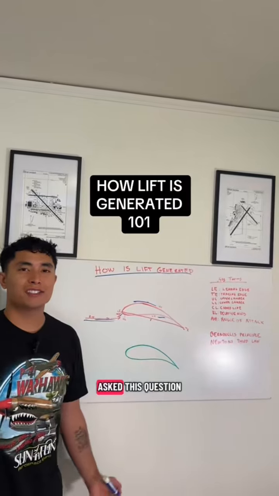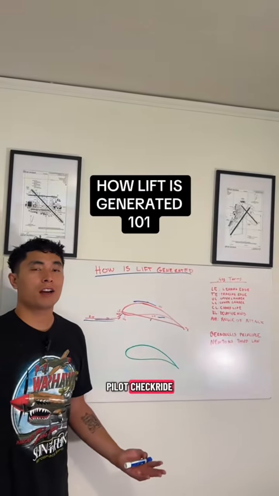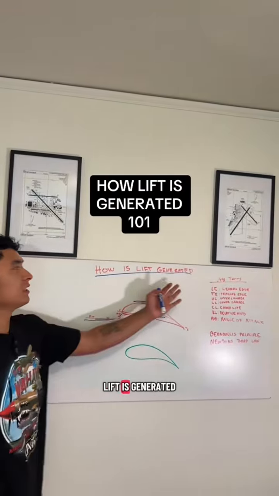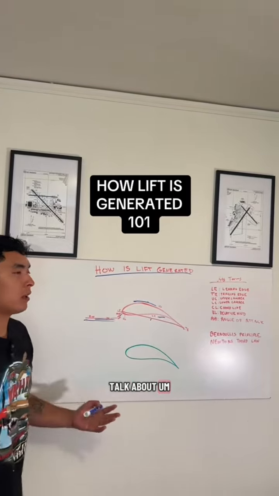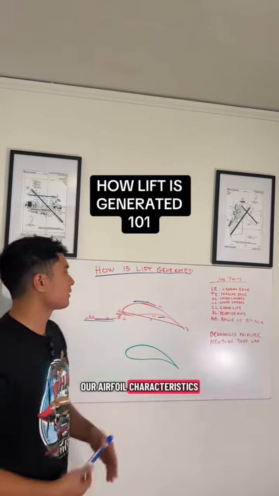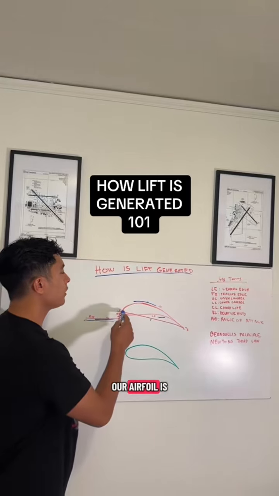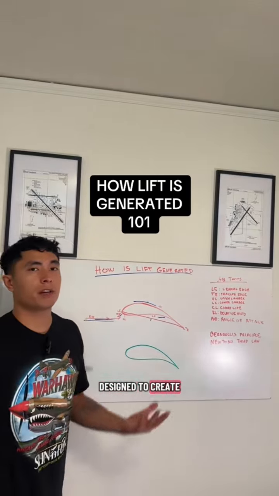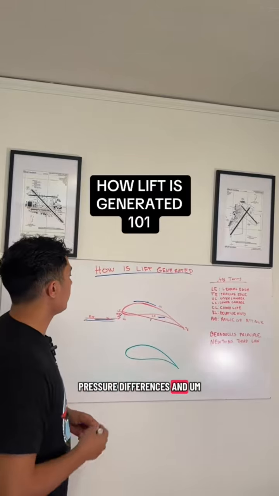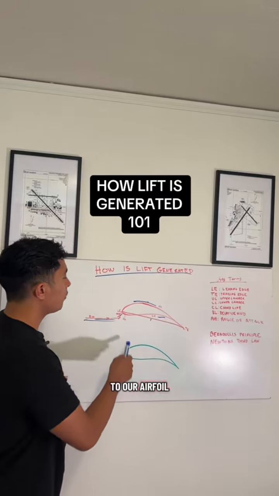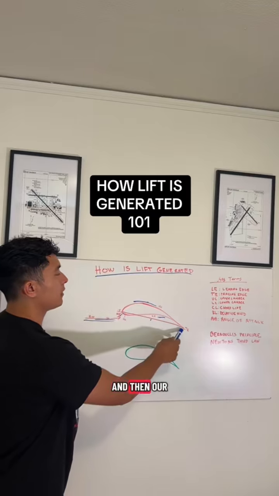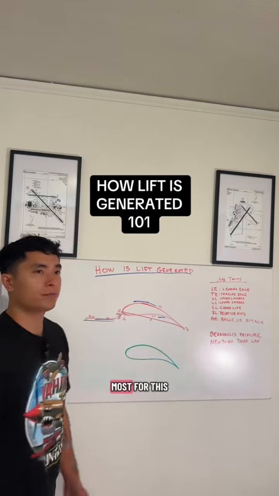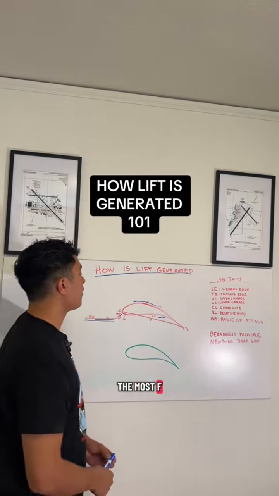You will get asked this question on your private pilot check ride, and today we're going over how lift is generated. Well, before we go over that, we need to talk about our airfoil characteristics, right? Our airfoil is designed to create pressure differences, and when it comes to our airfoil, we have a leading edge, which is the most front part of our airfoil, and then our trailing edge, which is the furthest back part, right? The most aft part.